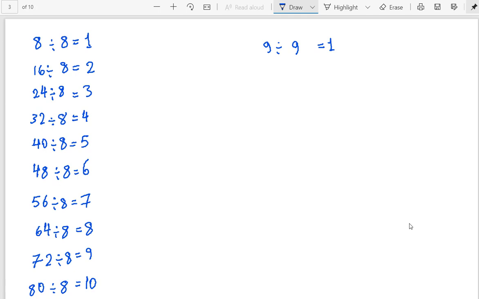Ahmed Al-Biddi. Here. Okay, Ahmed, yes. Give me the next fact. 18 divided by 9 equals 2. Excellent. You are truly a hero. Al-Hassan? 27 divided by 9 equals 3. Excellent Al-Hassan. Thank you my hero.